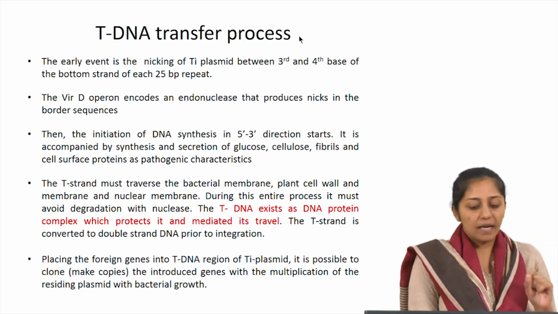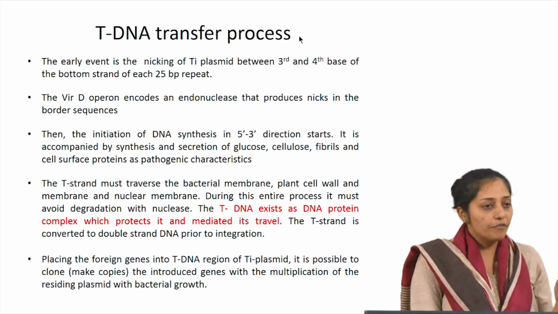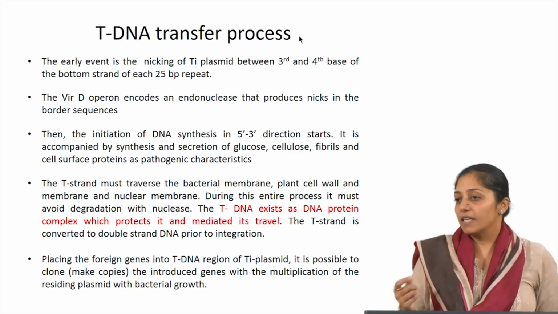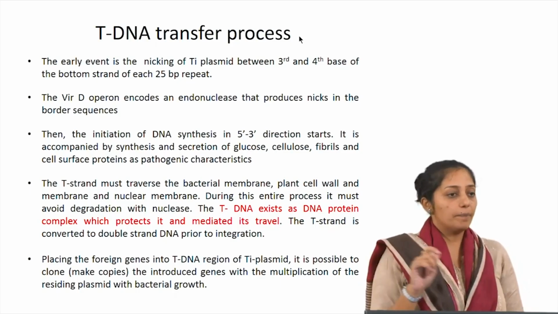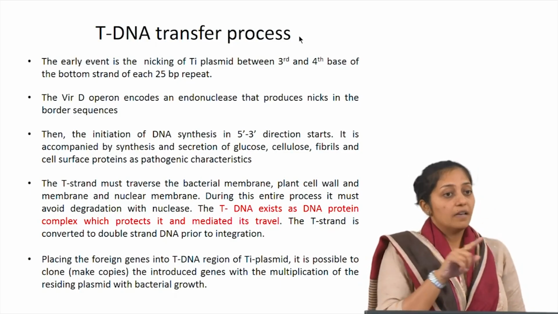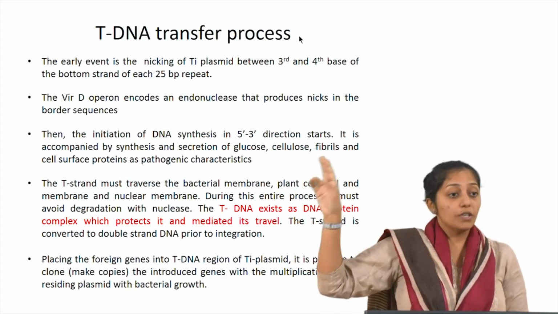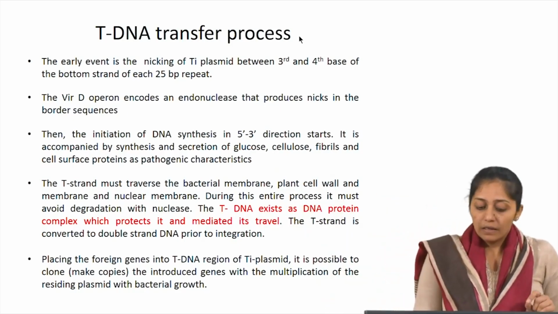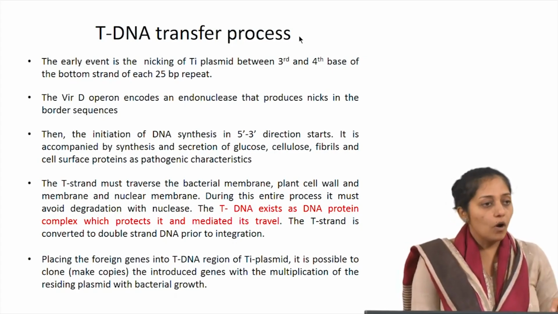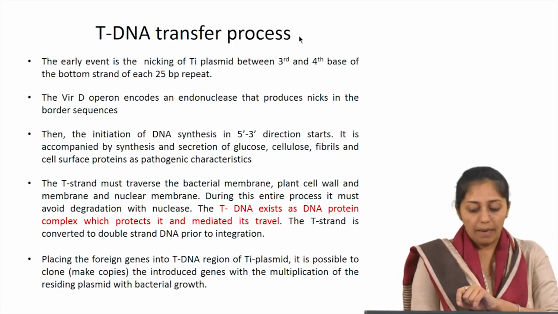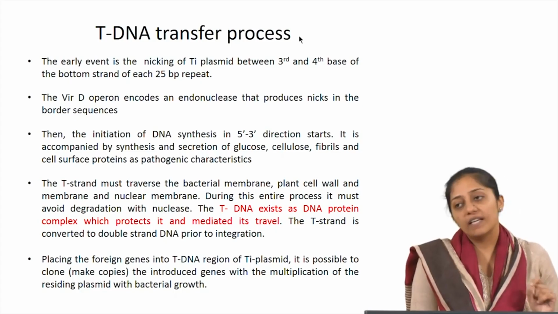Now it is accompanied by synthesis and secretion of certain other molecules like glucan, cellulose or surface proteins which have pathogenic characteristics. The T strand which is made and replicated is now a single strand. It has to enter the plant chromosome, passing through the nuclear membrane. In order to traverse the bacterial membrane, plant cell wall, plant cell membrane and then the nuclear membrane, during this entire process it must avoid degradation by nucleases.